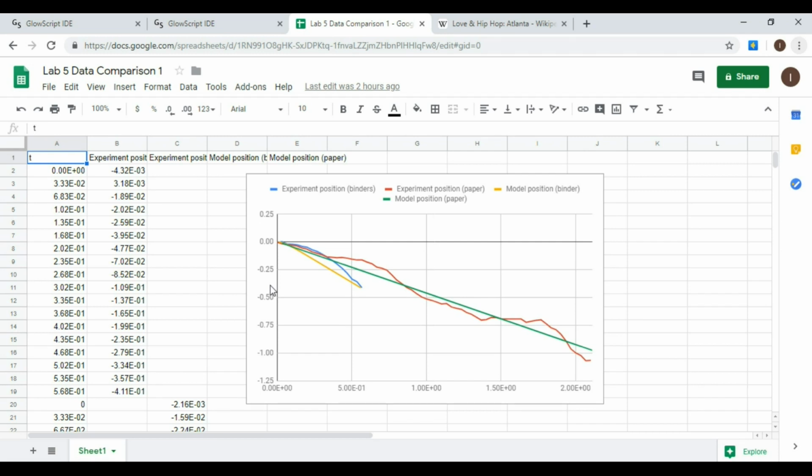My experiment positions for both the binders and the sheet of paper are slightly off due to human error in Tracker. When looking at the model positions for the binders in yellow and the paper in green, it shows that the paper reaches a terminal velocity earlier than the binder, where the binders have to fall a little longer in order to reach the terminal velocity.